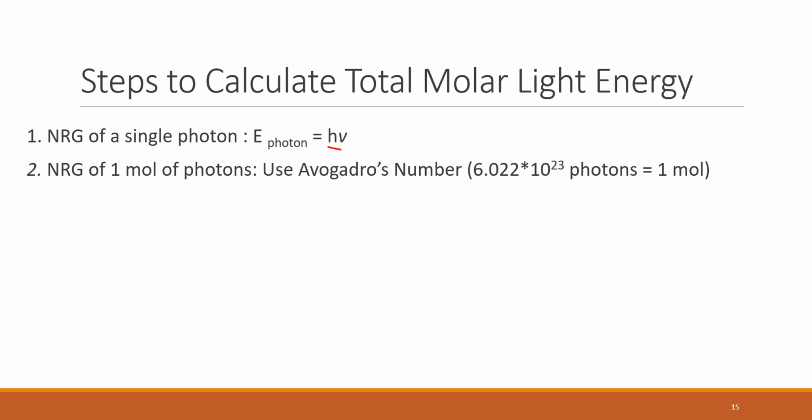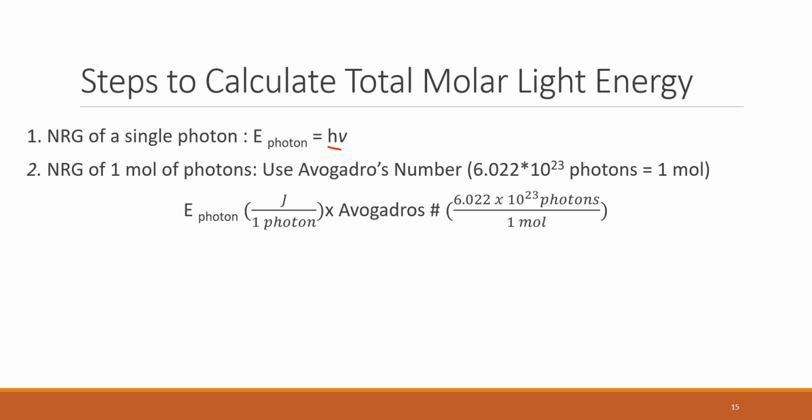The second step is to use Avogadro's number to convert that energy of a single photon in the first step to energy of a whole entire mole of photons. So this is essentially how it's going to look. You're going to take the energy of the photon that you calculated in step 1. Now the energy of the photon, the units on it, are joules per 1 photon. So you multiply that then by Avogadro's number.